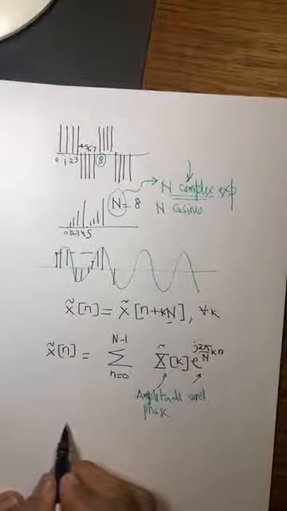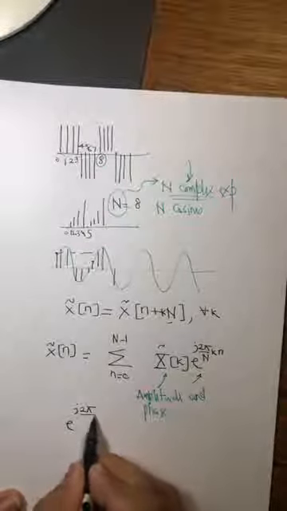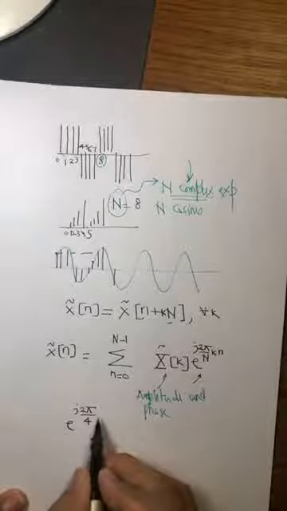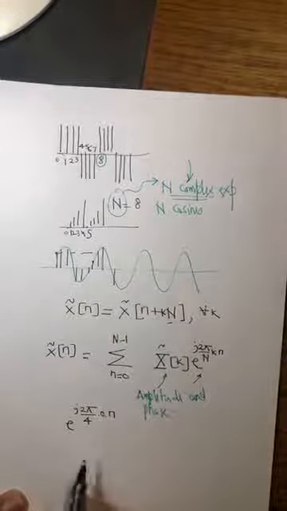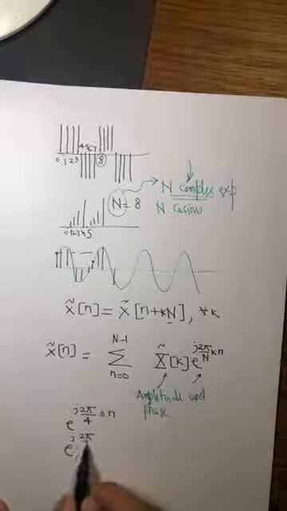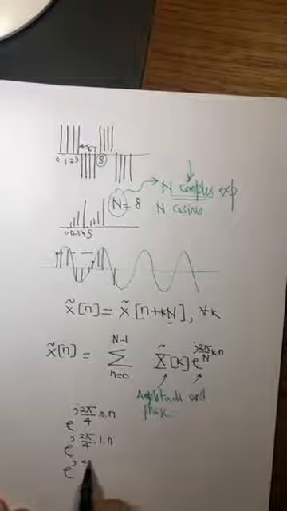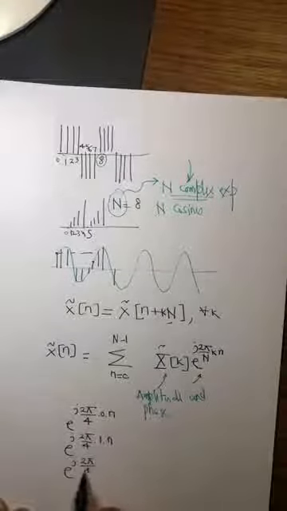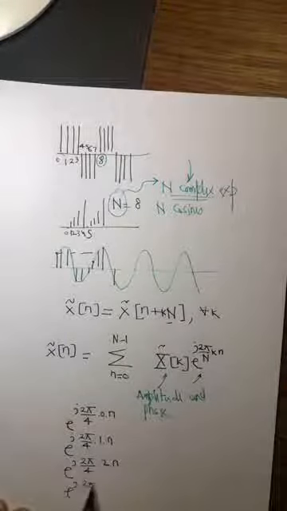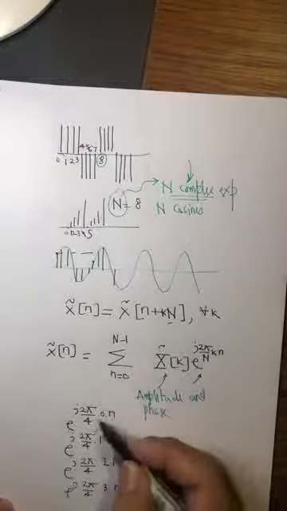First exponential is exponential j 2 pi, let's say N is equal to 4, 0 n. This is my first complex exponential. My second complex exponential is exponential j 2 pi 1 over 4 n. Then there is a third, which is, now it is the fundamental frequency. This is 2 times the fundamental frequency, and this is 3 times the fundamental frequency. Okay, so these are the 1 2 3 4.